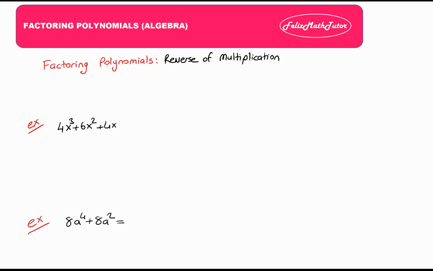So how can I factor it? I should first find the greatest common factor, starting with the numbers. My numbers are 4, 6, 4. What is the greatest common factor for them? 2. How about variables? For my variables, x cubed, x squared, x, the greatest common factor is x.